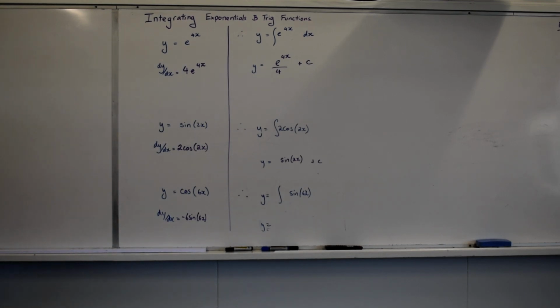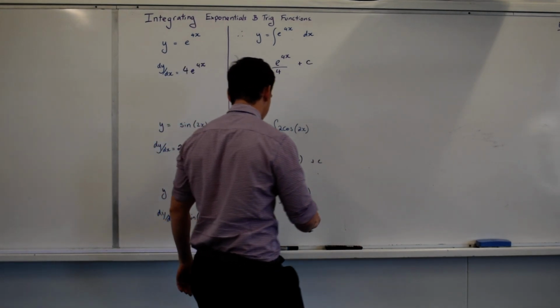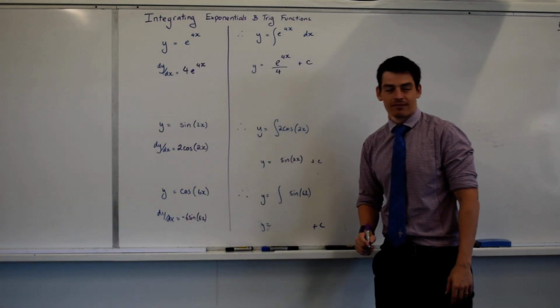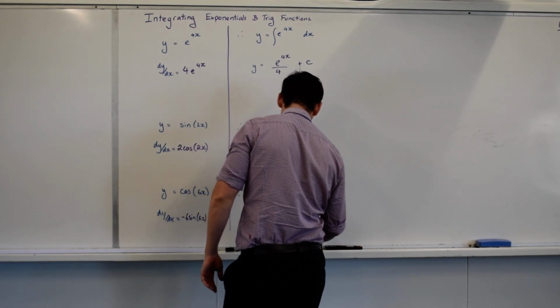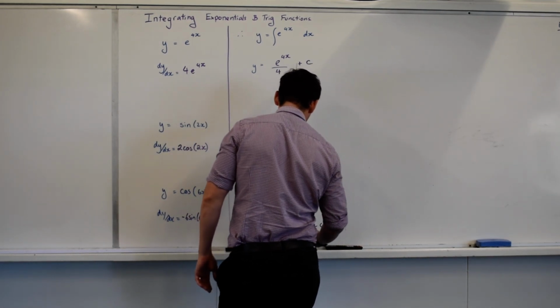What do I need to do? What do we think the integral of sine 6x is going to be? Negative cos 6x on 6. Negative cos 6x on 6. Who agrees with James?